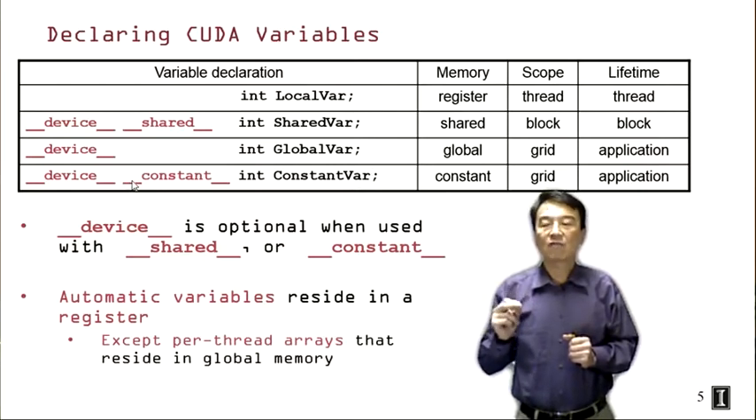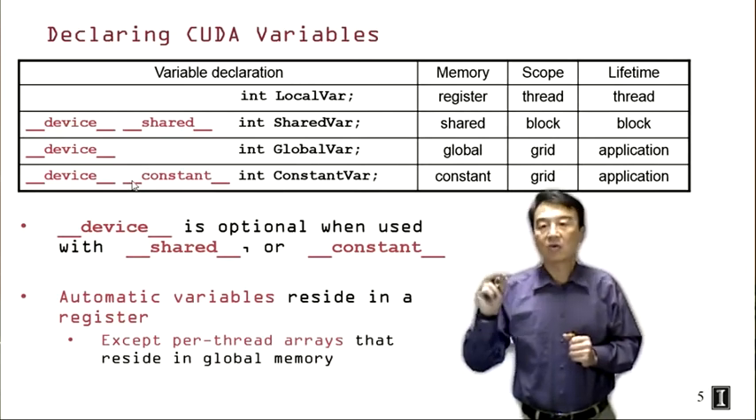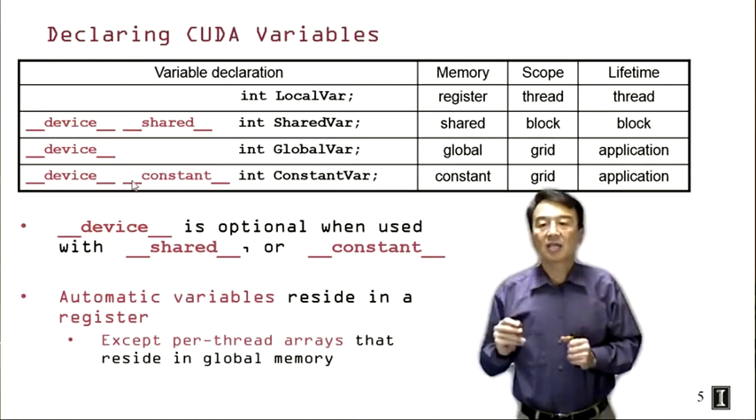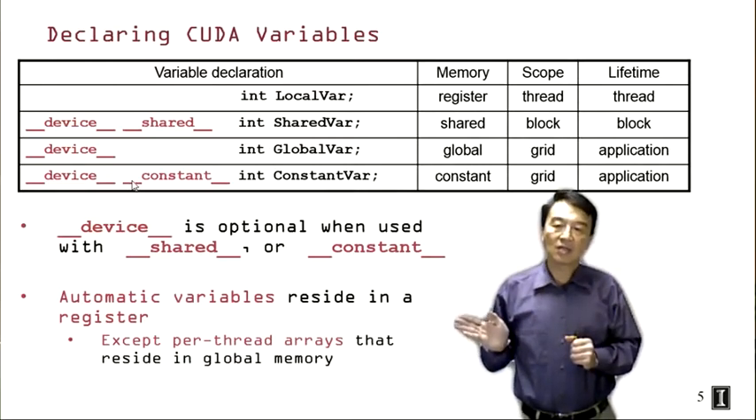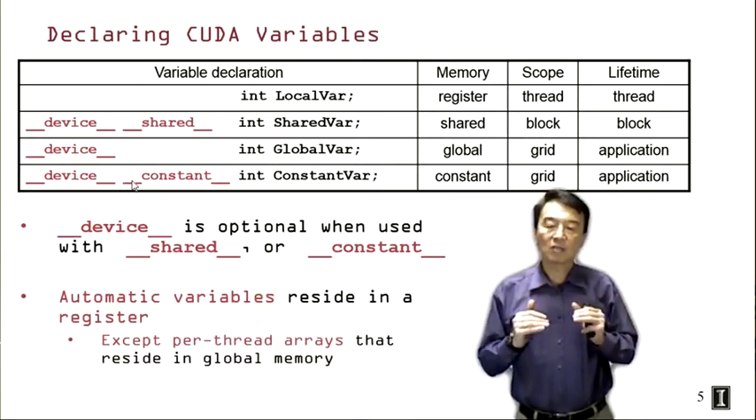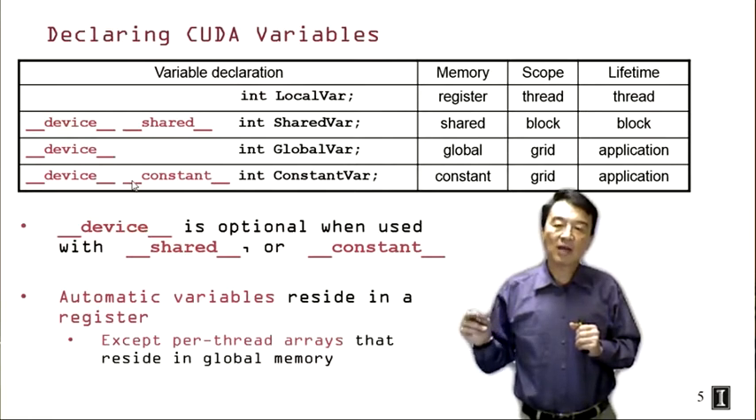The device qualifier is optional because the fact that you have a constant memory or shared memory already means that it's in the device. And the other detail is that whenever we use an automatic variable, it is true that this variable is going to be in the register. But the exception is if we declare an automatic variable array, then the array is actually going to be residing in the global memory, not in the register.